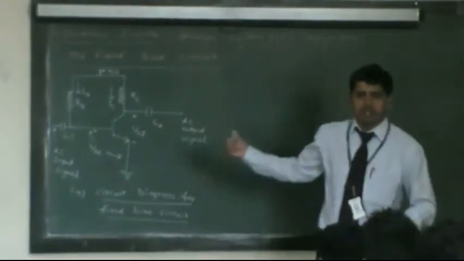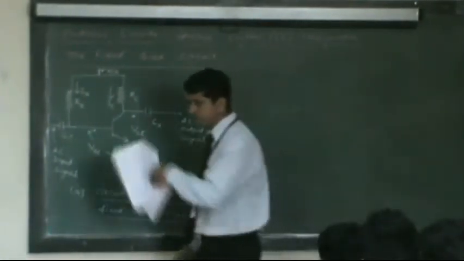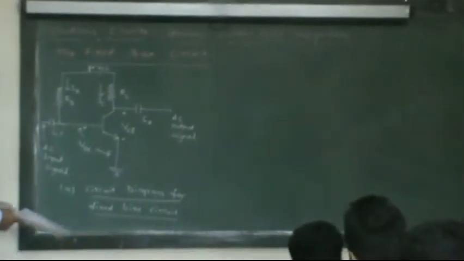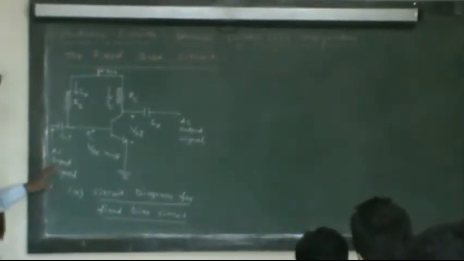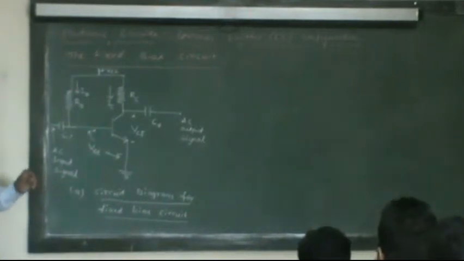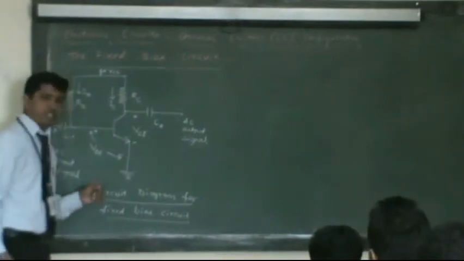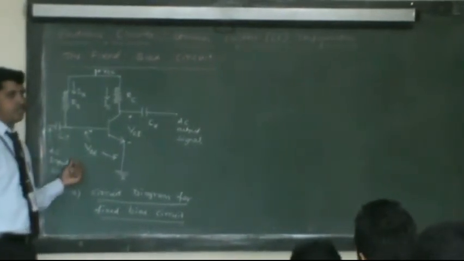This circuit performs as an amplifier, works as an amplifier. Of course, this circuit has a lot of drawbacks also. Okay. First, as we said, for this fixed bias circuit, we need to do two types of analysis: DC analysis and load analysis, followed by advantages and disadvantages of this circuit.